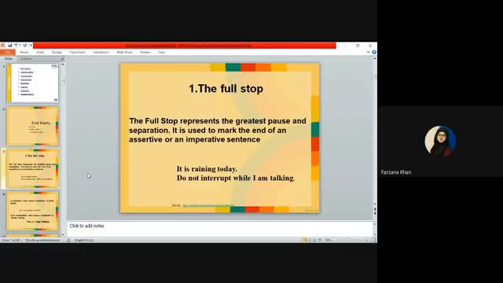First of all, the full stop. A full stop is basically a complete and strong pause, which separates one sentence from another sentence. It is placed at the completion of assertive sentences or imperative sentences. So you need to place a full stop at the end of assertive and imperative sentences. You already know very well about assertive and imperative sentences.